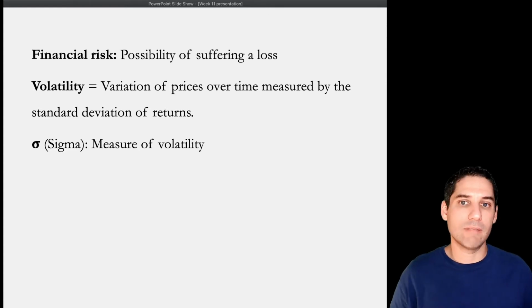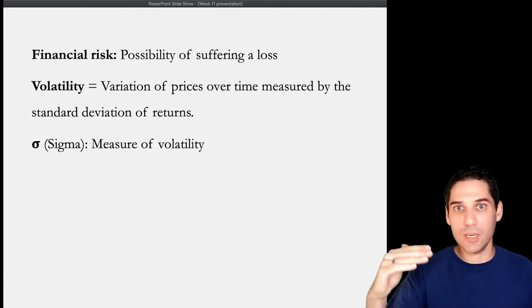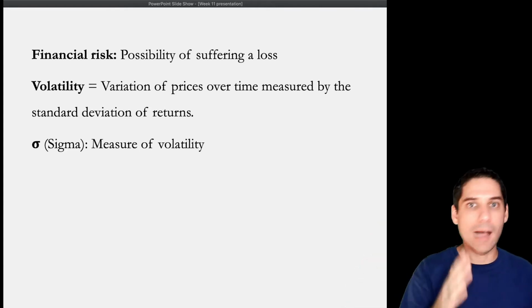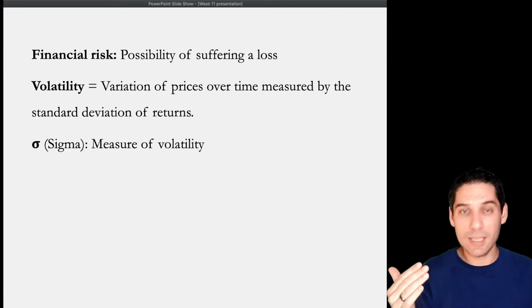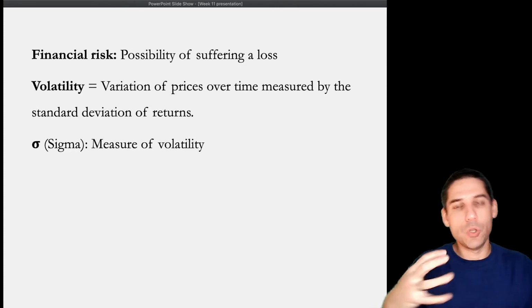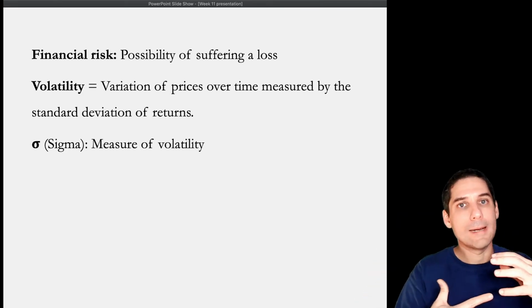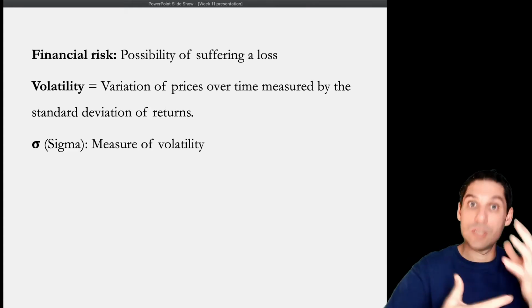So volatility is the variation of prices over time. Think of looking at a stock chart: you're going to see prices go up and down, up and down. Stocks are risky. There's a lot of uncertainty about valuation. As news comes in, the price will go up, the price will go down. And as a result, we're going to see volatility, right?